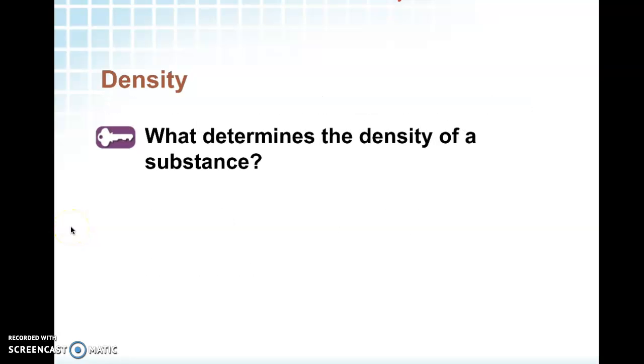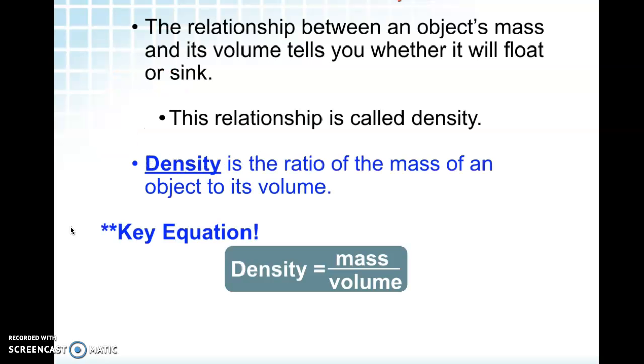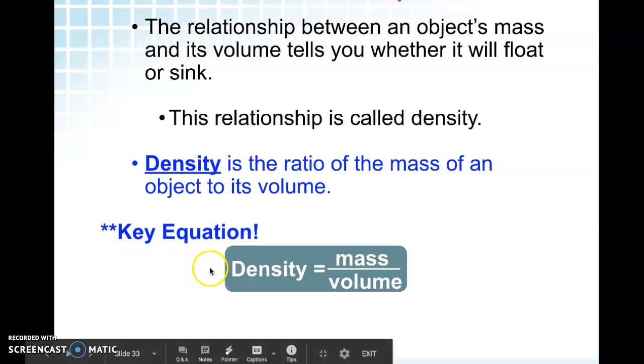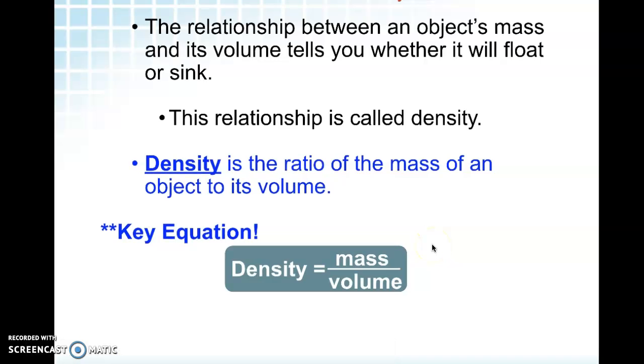Okay, next we have density. And the key question is, what determines the density of a substance? So density is defined as the ratio of mass of an object to its volume. So here's another equation that you want to record. Density equals mass divided by volume. And you want to be able to rearrange this equation and solve for any of those variables.